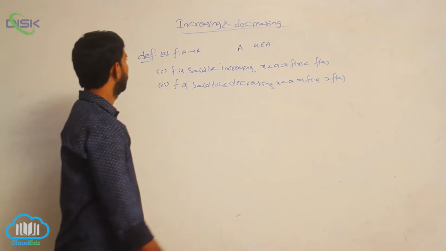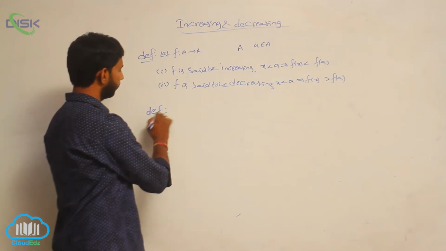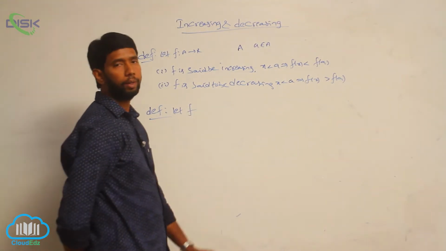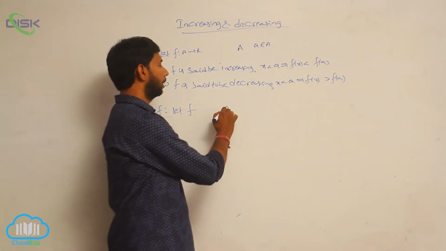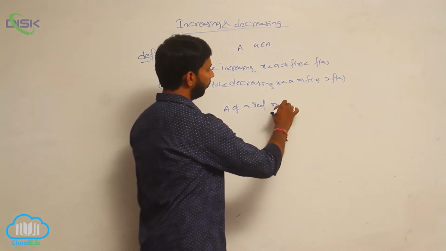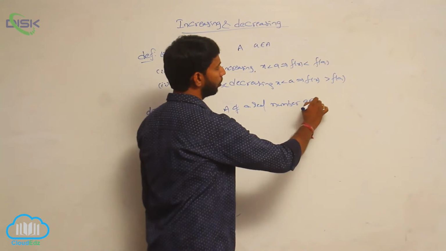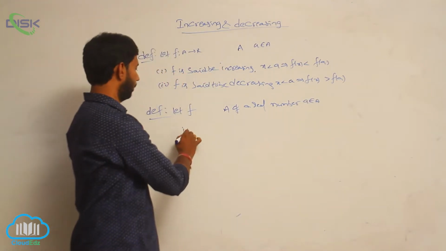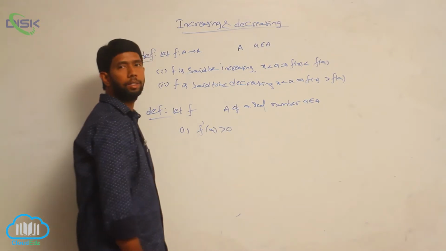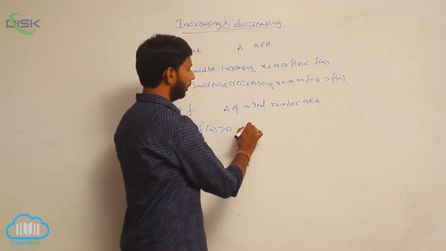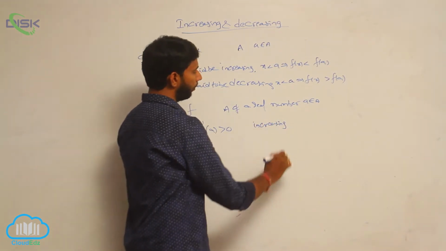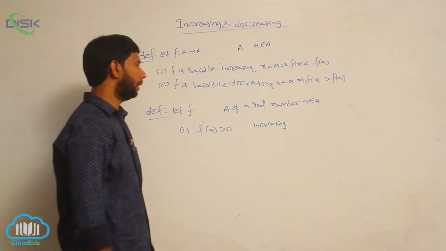be decreasing. And next, another definition. Let f be a function defined in the neighborhood capital A of a real number small a that belongs to capital A. First one, if f dash a is greater than 0, then the function is said to be increasing.